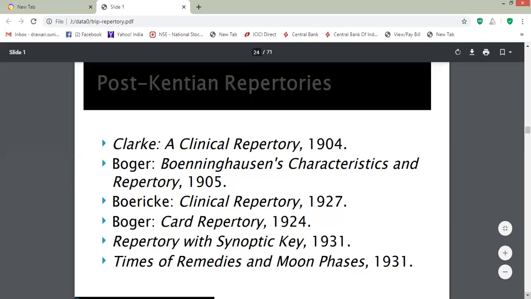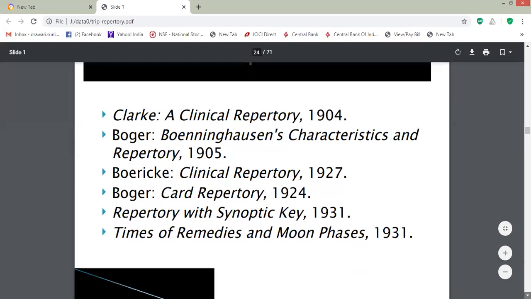So Clark's Repertory, that is a clinical repertory, was published in 1905. Then Boger Boenninghausen's Characteristics and Repertory was published in 1905. Boericke's Clinical Repertory was published in 1927. Then Boger's Card Repertory was published in 1924. Then Repertory with Synoptic Key was published in 1931. Then Times of Remedies and Moon Phases was published in 1931.